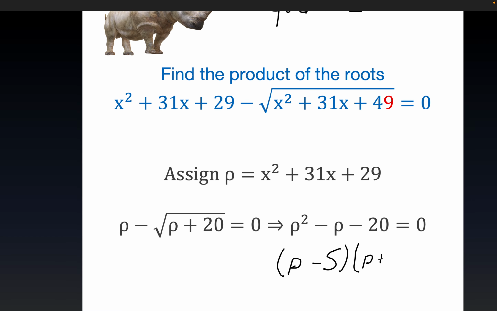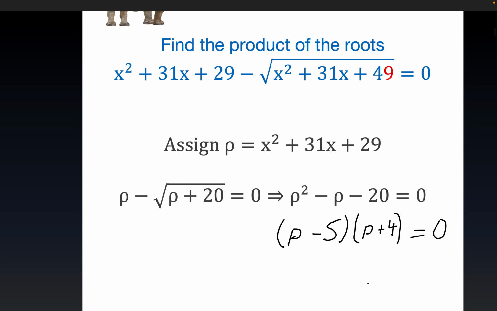When you perform this, they irritatingly call it foiling: first, outer, inner, last. It's a bad thing though. It's an acronym you have to memorize when it's really just a double application of the distributive property. Teachers have taught it that way forever. They don't realize what a mistake they're making sometimes.